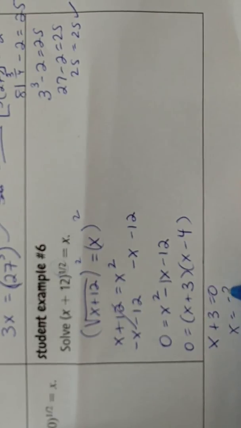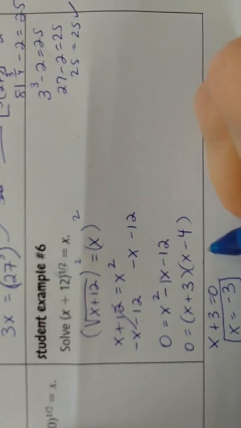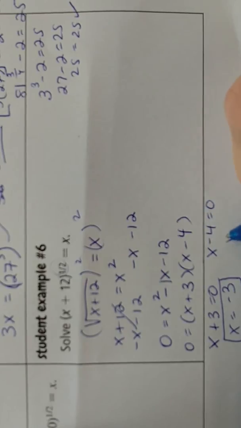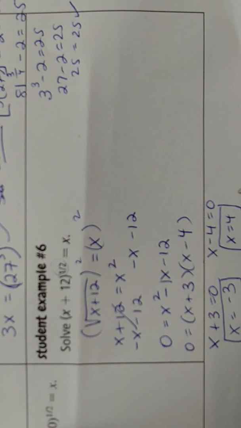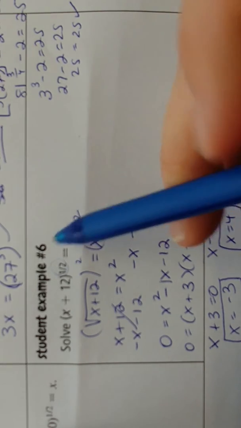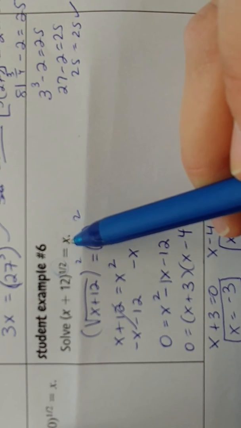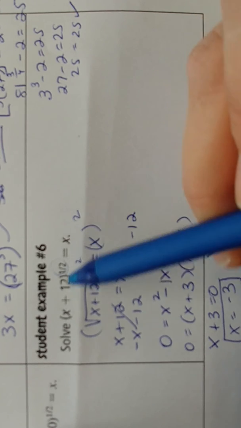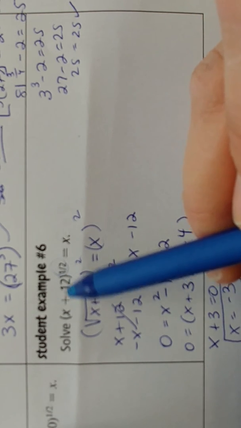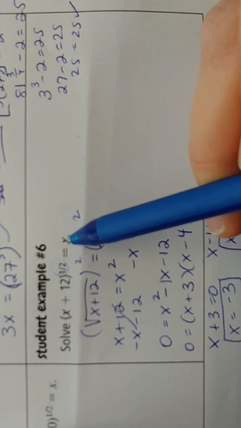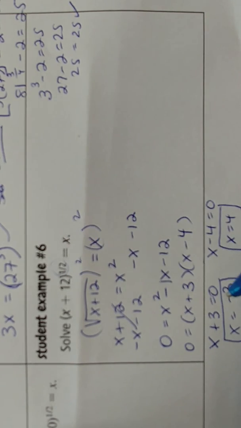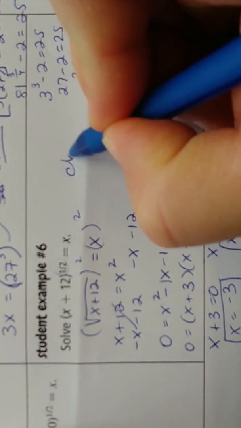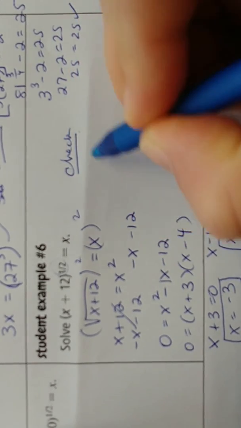So x can be negative 3. Or x can be 4. One of these is going to check, one is not. And I know that because I'm looking right back here and I'm thinking, there's no way that I could plug in a negative here and take a square root of something and have it come out negative. So I know that negative 3 is going to be extraneous, but just for due diligence, we'll actually do a real check here.